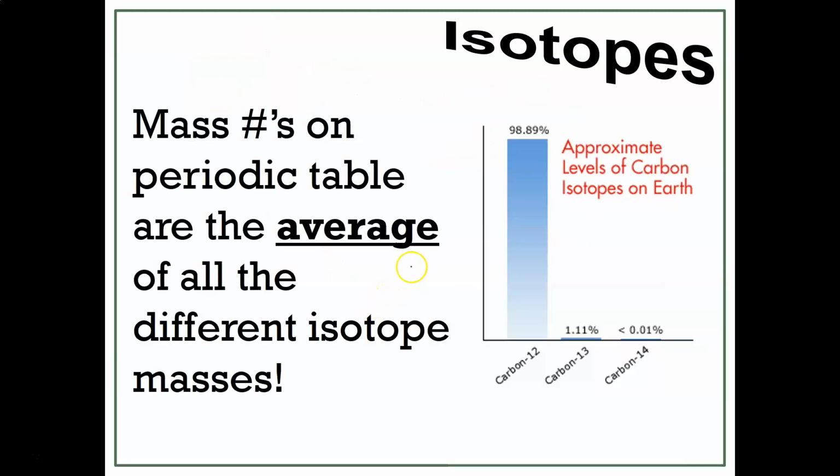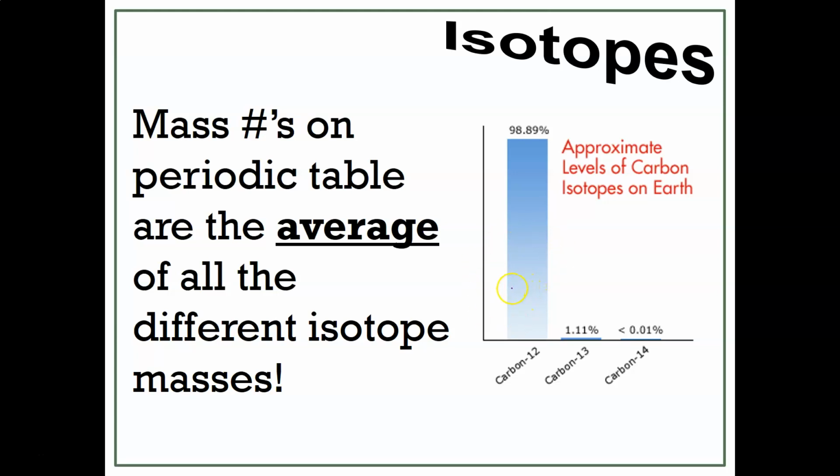So when you look at your periodic table, the number you see is an average of every single isotope. We call it a weighted average. We're not going to just add up, for example, for carbon, 12 plus 13 plus 14 divided by 3. What we're going to do is a bunch of math to try to take into account that most of the carbon is carbon 12. So when I look at the periodic table, my average mass should be closer to carbon 12.